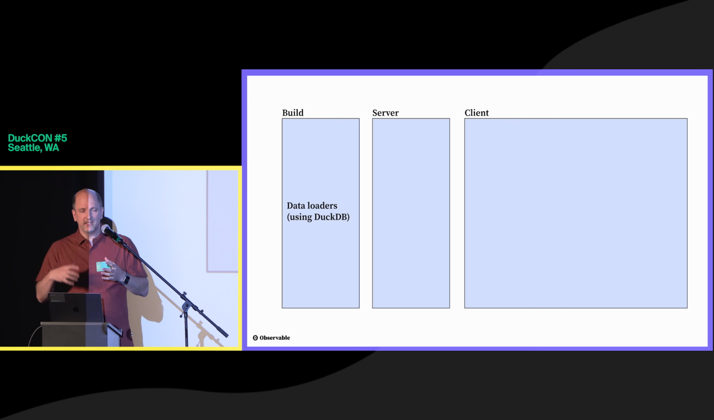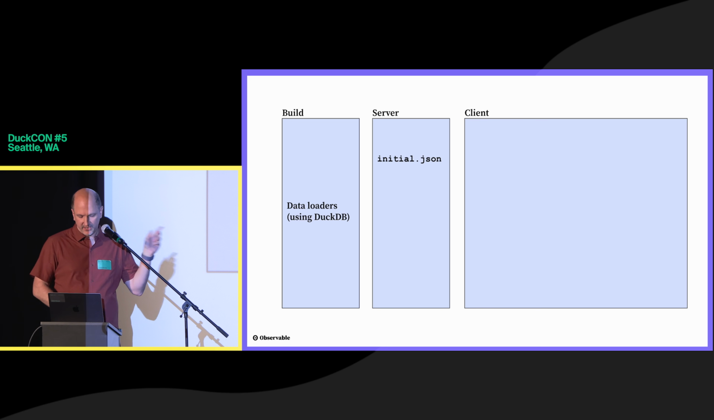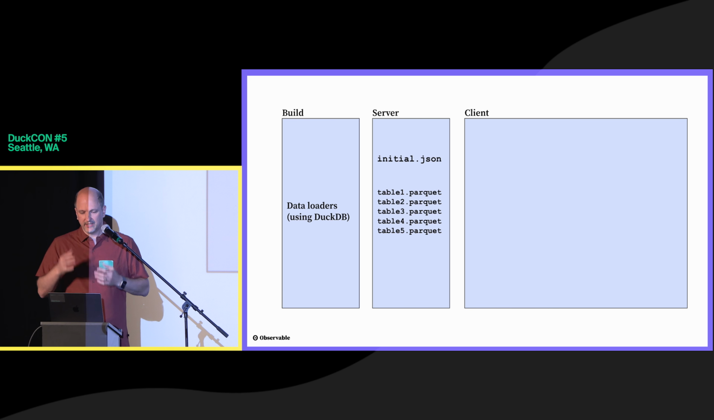And the build runs a large number of data loaders that all use DuckDB. It's basically the same way I just showed you, just slightly more complicated scripts. And then they generate a number of files, including a file called initial.json, which I'll talk about in a little bit, and then a number of tables as Parquet files.